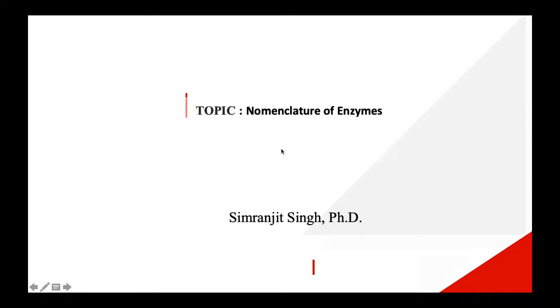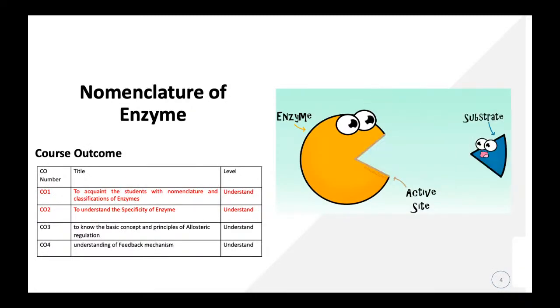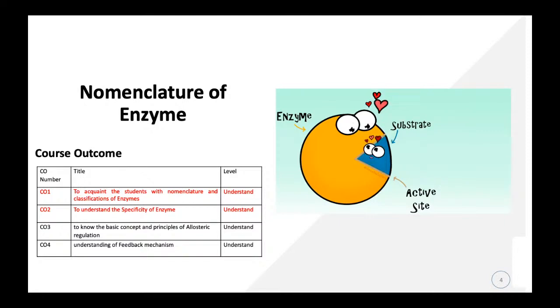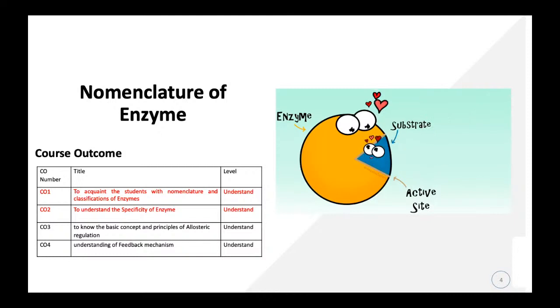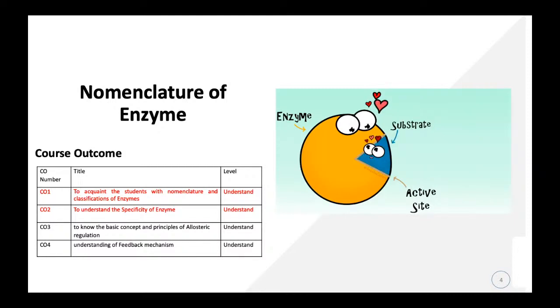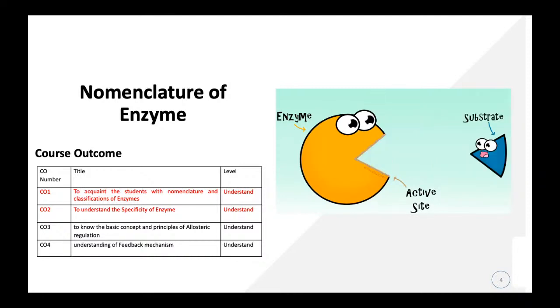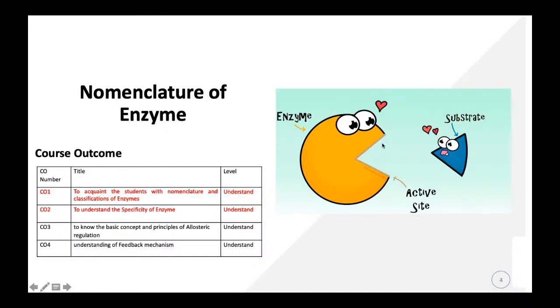So, nomenclature of enzymes. In this, we will become acquainted with the nomenclature and classification of enzymes to understand the specificity of enzymes, and know the basic concept of allosteric regulation, understanding the feedback mechanism. Here we can see the active site, the substrate binds to it, and there's bonding happening.